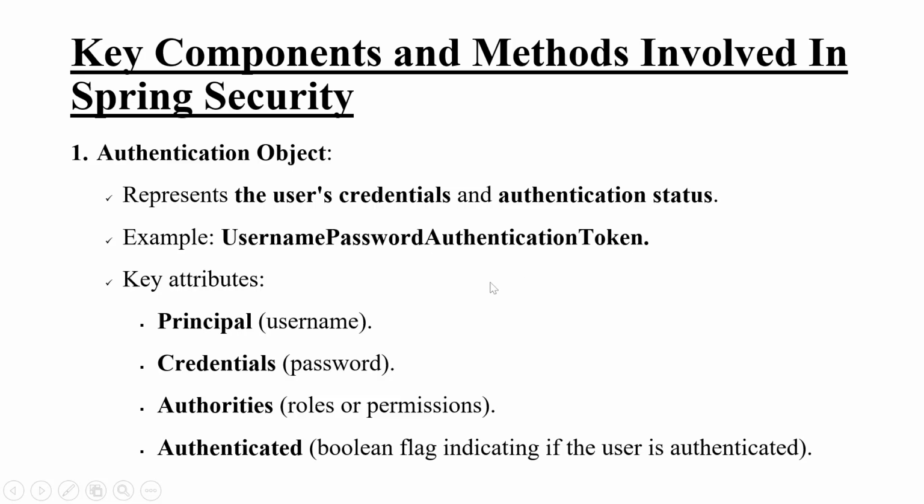What are the key attributes of the authentication object? We have the principal, which is the user's identity. We have the credentials, such as password. We have authorities, roles or permissions, and we have a flag called authenticated. This is a Boolean flag indicating if the user is authenticated or not.